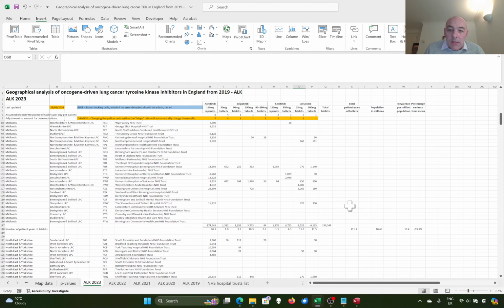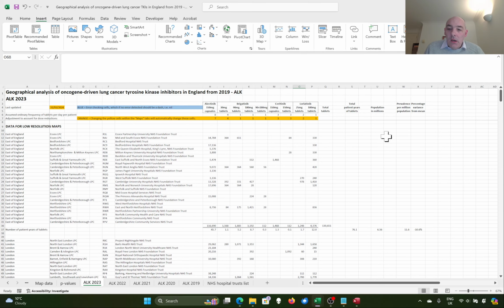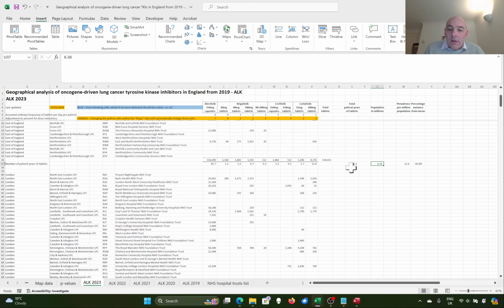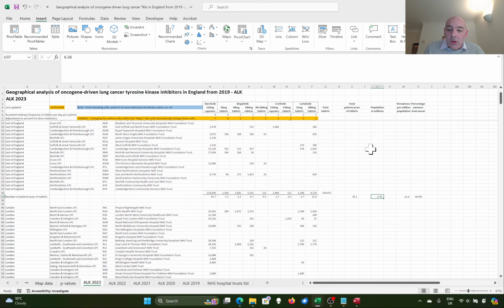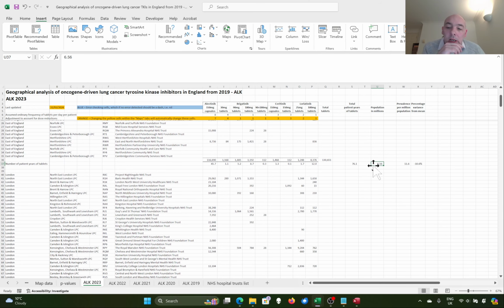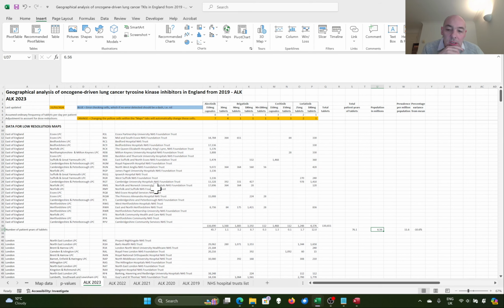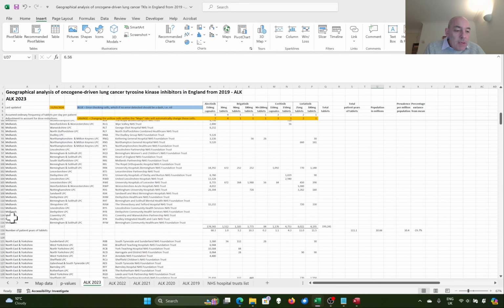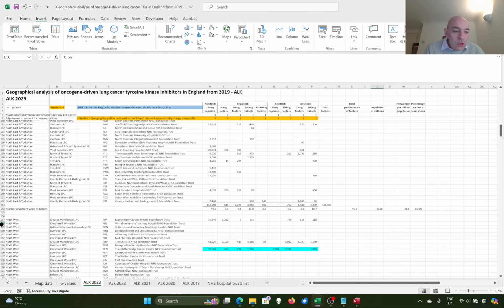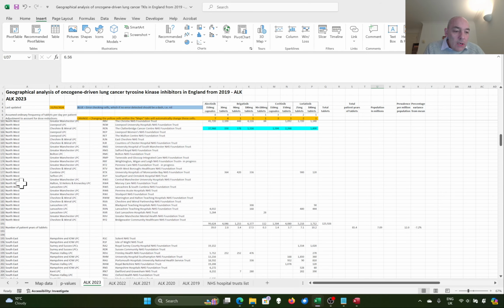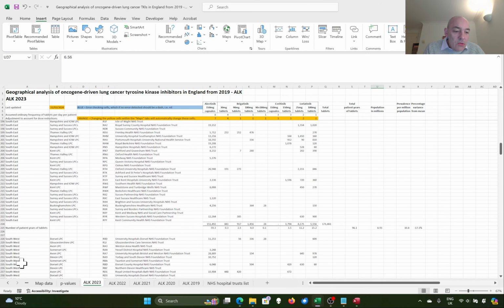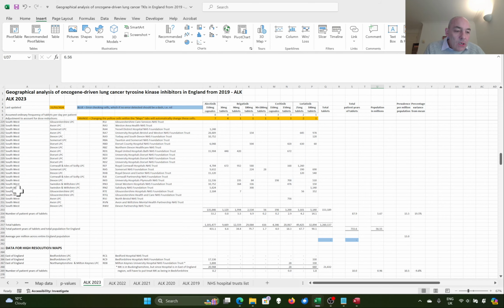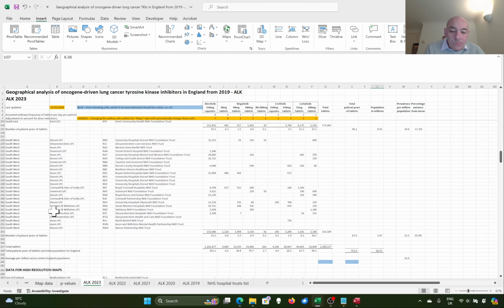So I can do the same over here. I looked at the population according to the Office of National Statistics for these 7 NHS England regions: East of England, London, Midlands, North East and Yorkshire, North West, South East, and South West.